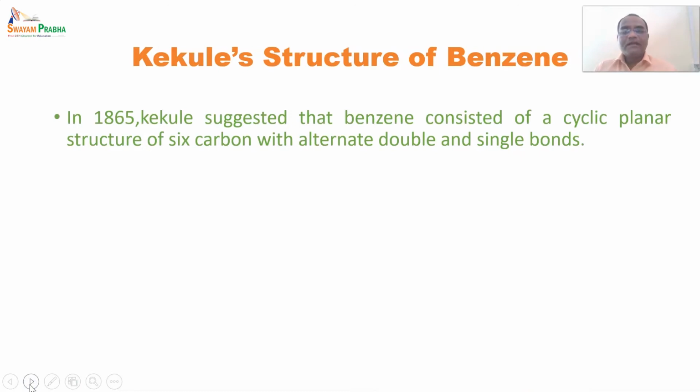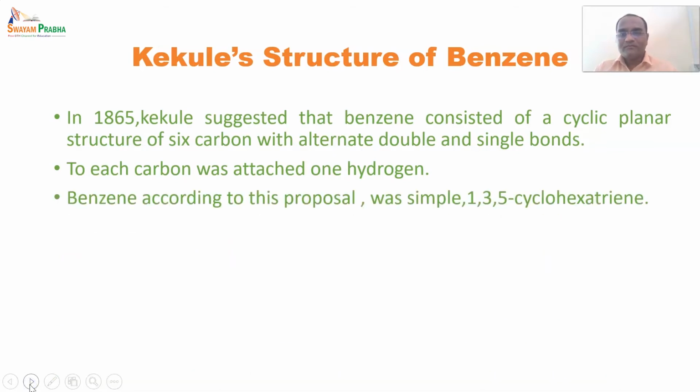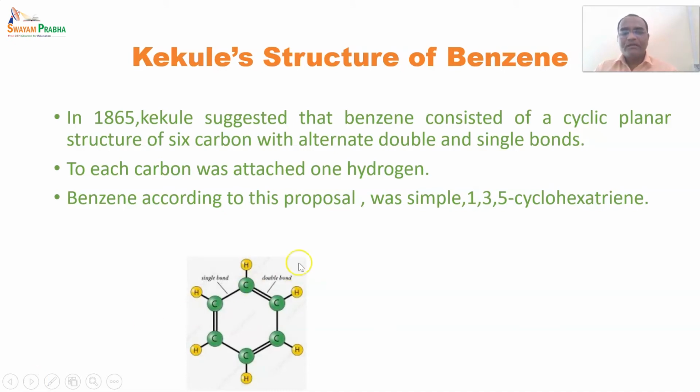In 1865, Kekulé suggested that benzene consisted of a cyclic planar structure of 6 carbons with alternate double and single bonds. To each carbon was attached 1 hydrogen. Benzene, according to this proposal, was simply 1,3,5-cyclohexatriene, and this was the structure suggested by Kekulé.